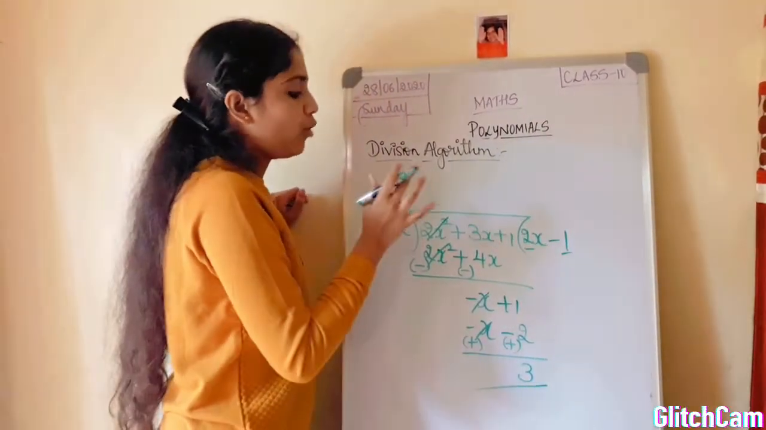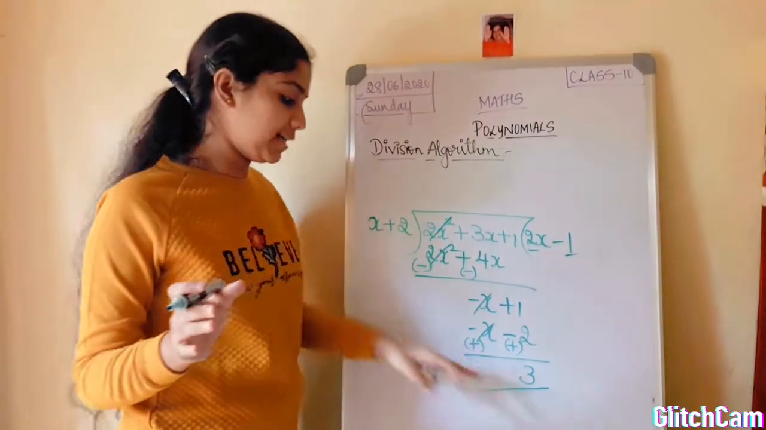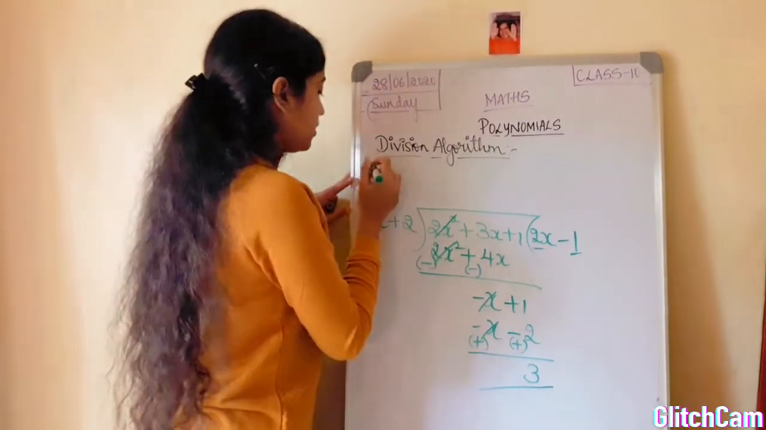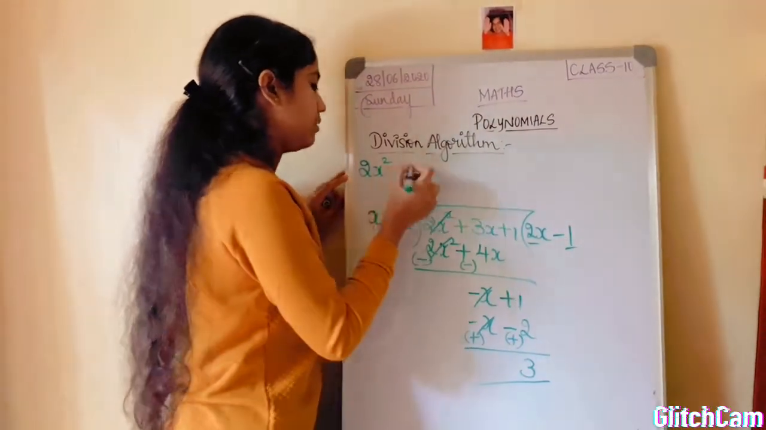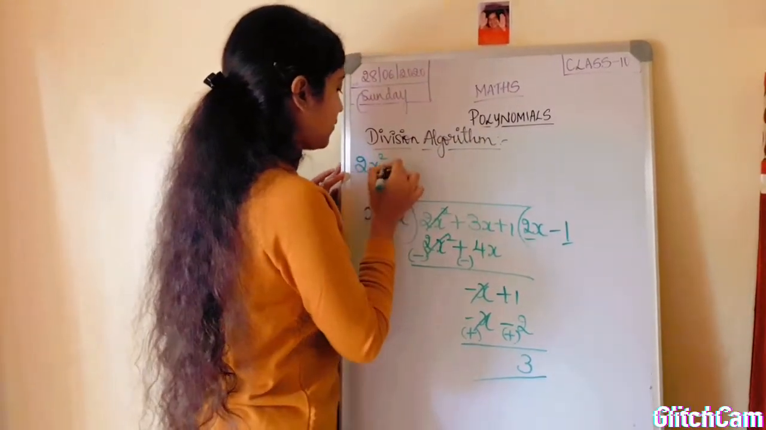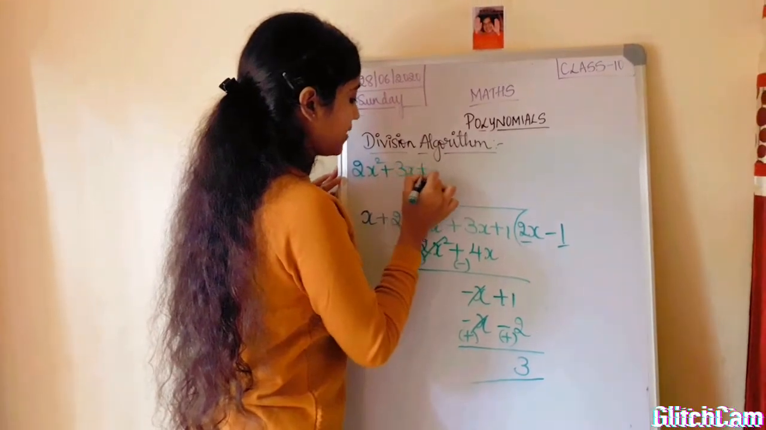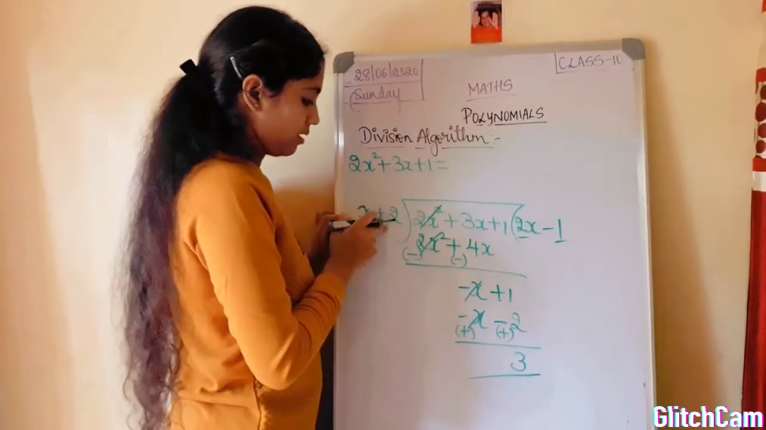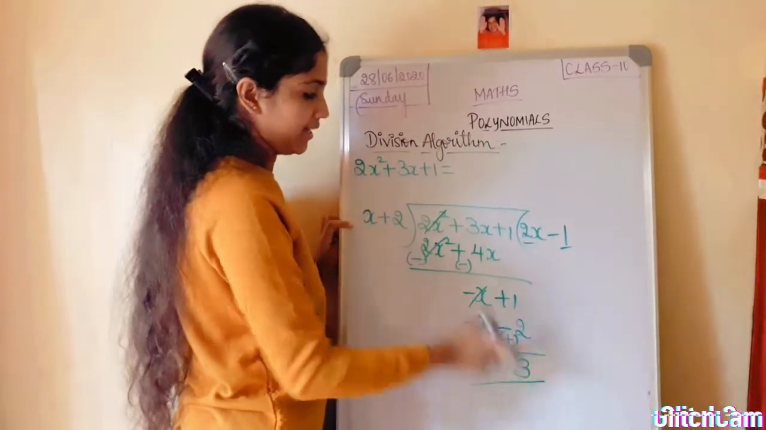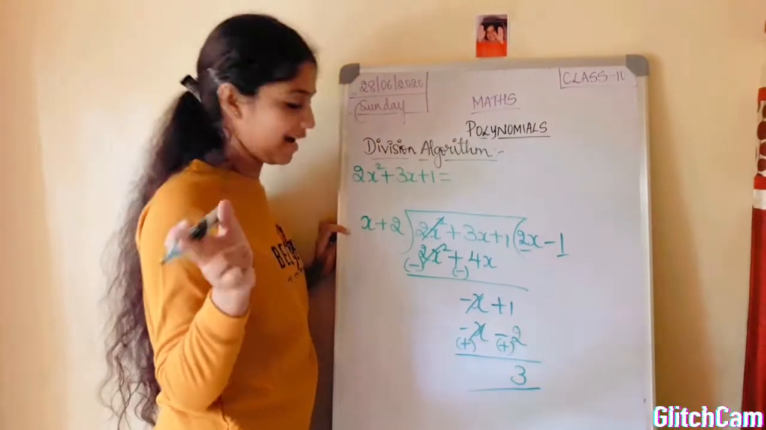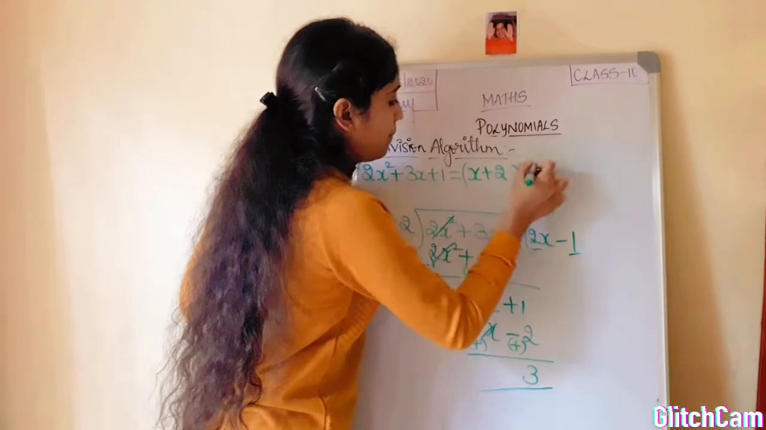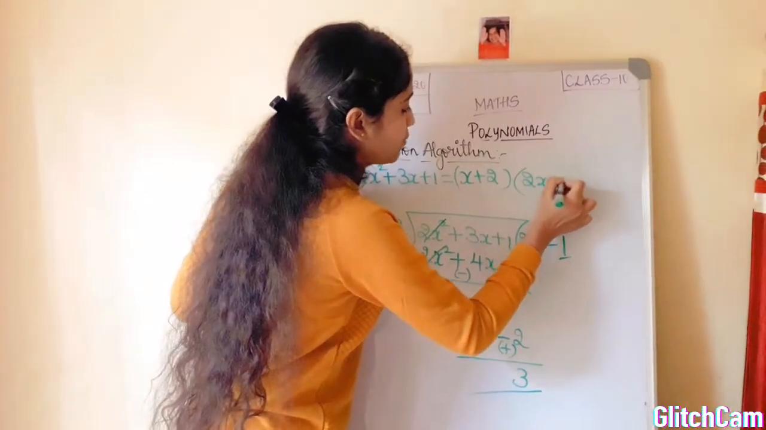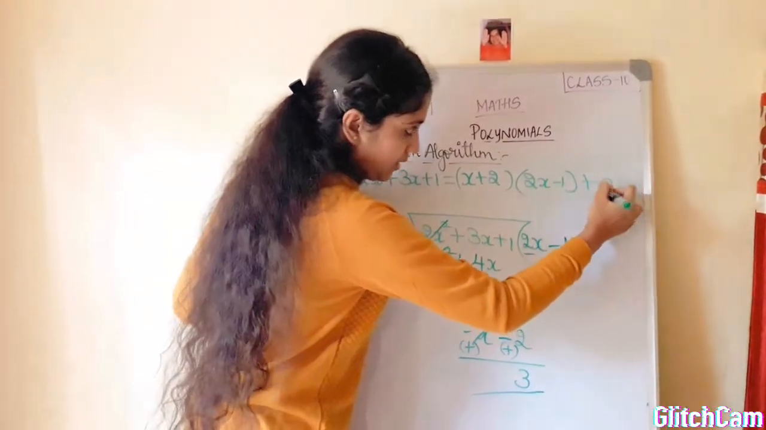Now, if you want to verify whether your answer is correct or not, follow the Euclid's division algorithm, that is 2x square plus 3x plus 1 is equal to divisor into quotient plus remainder. A is equal to BQ plus R, correct. x plus 2 multiplied into 2x minus 1 plus 3.